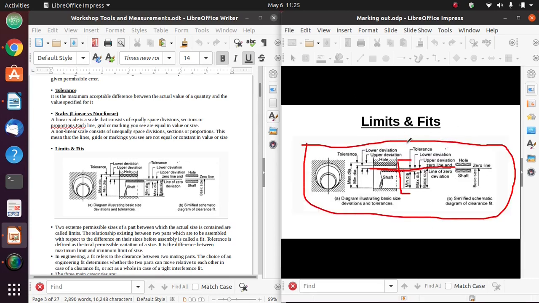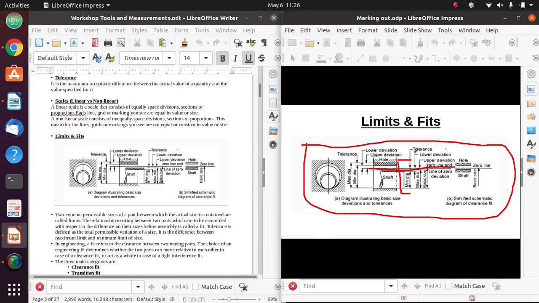Now we have limits and fits. When we talk about limits, it is what we mentioned just before: those two extreme permissible sizes in which the actual size is contained. When I say that my actual size is 100 centimeters plus or minus 2 centimeters, the 102 and 98 are what we term as limits. Now, fits in engineering usually refer to the clearance between two mating parts. If I have a male part and a female part and I join them together, the clearance between those two mating parts is what is known as fits.